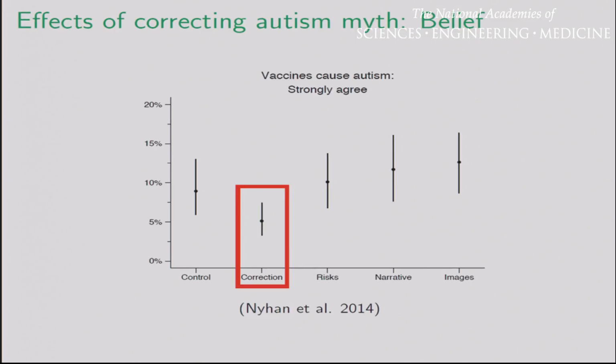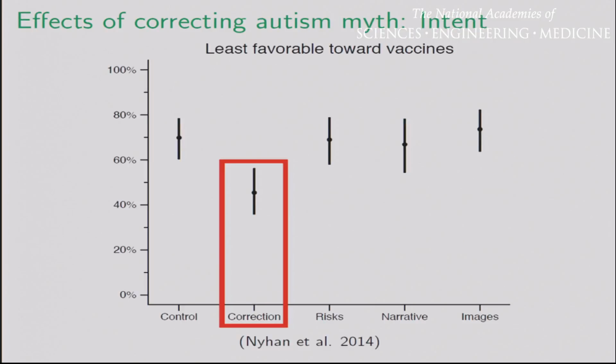And yet, and you knew there was the bad news coming, when we asked them, how likely would you be to vaccinate a future child with the MMR vaccine, which is the behavioral outcome we're most interested in when it comes to vaccines, we found the opposite result. We found a negative effect. Parents were less likely to say they would vaccinate a future child rather than more when we gave them that corrective information. So the question is why?